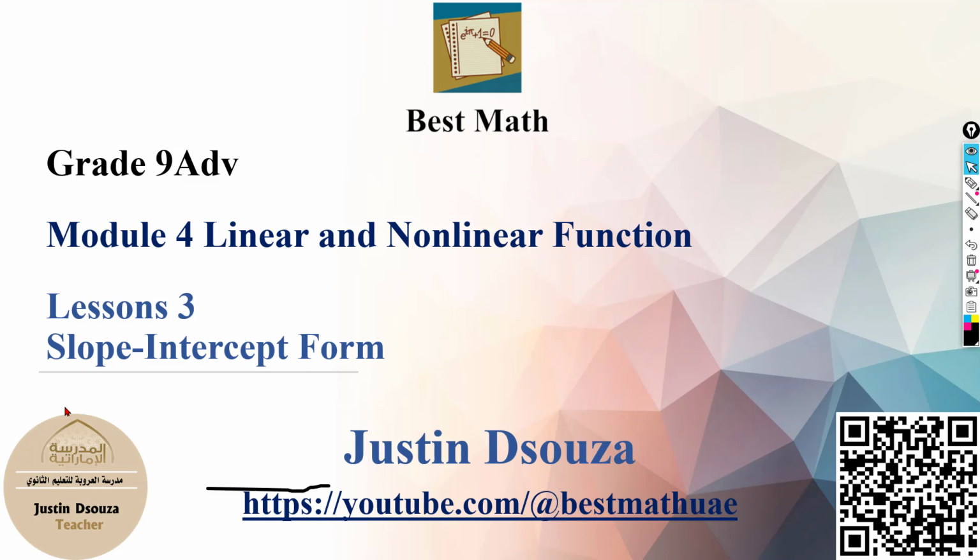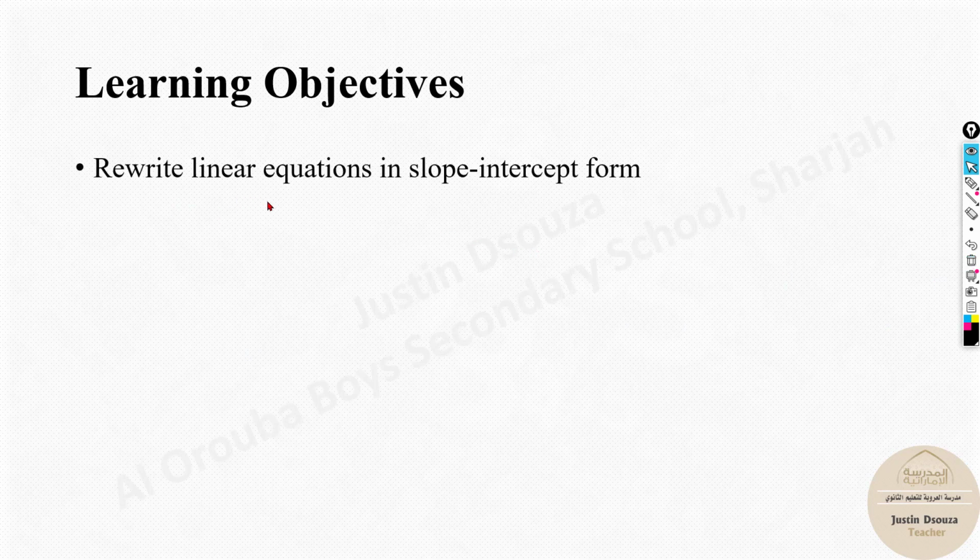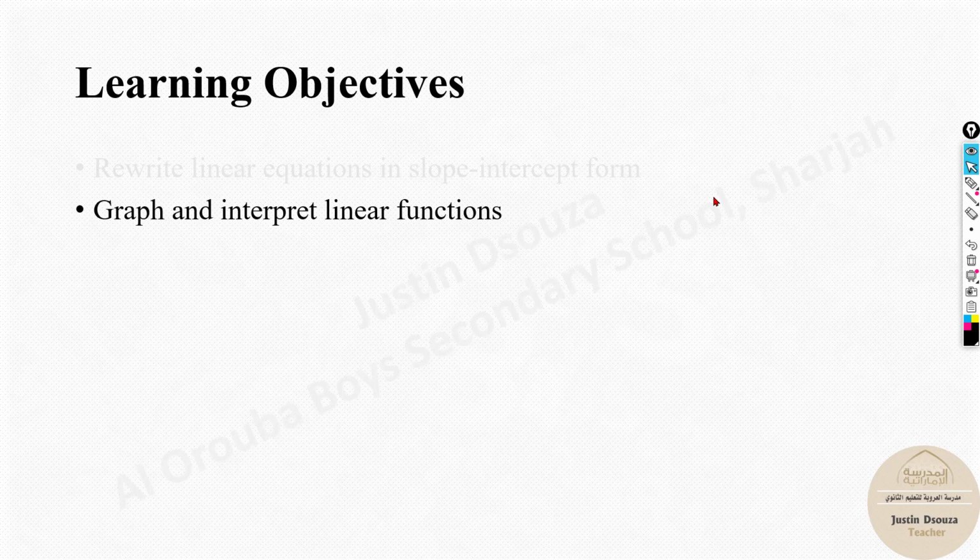Now we will learn about slope-intercept form. In fact, this module has many lessons which are very crucial for you in future classes and future grades. And this is again another crucial topic, slope-intercept form. Let's see the learning objectives of this lesson. They are to rewrite linear equations in slope-intercept form and to graph and interpret linear functions.